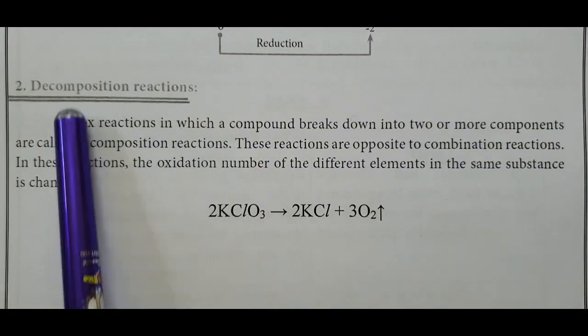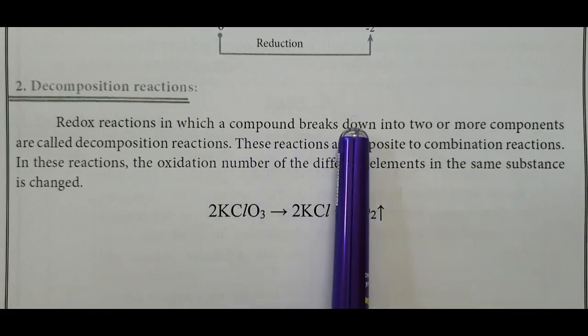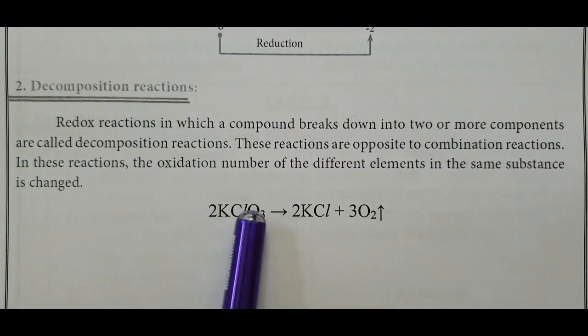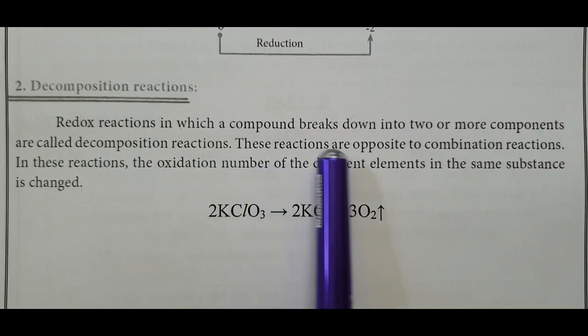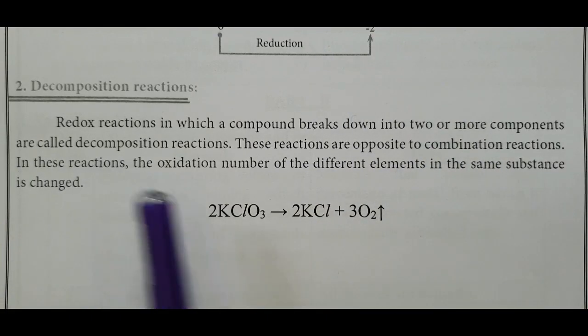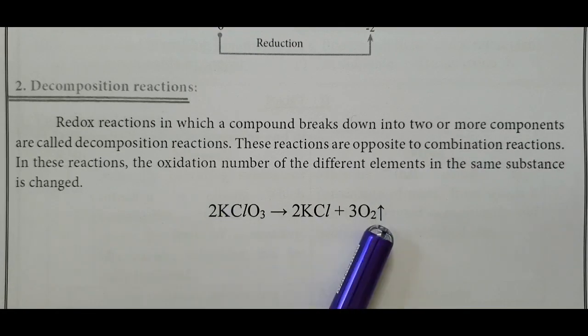Decomposition reaction. Redox reactions in which a compound breaks down into two or more components are called decomposition reactions. These reactions are opposite to combination reactions. In this reaction, the oxidation numbers of different elements in the same substance are changed.